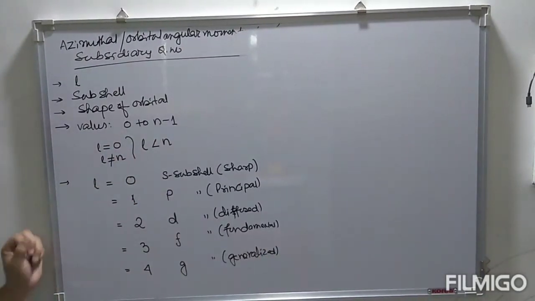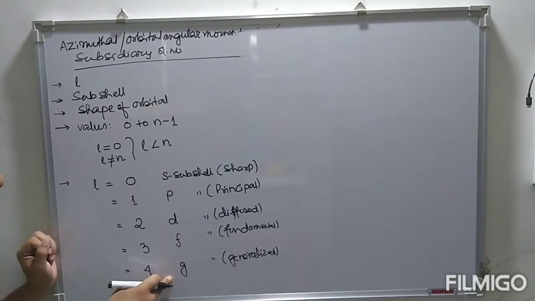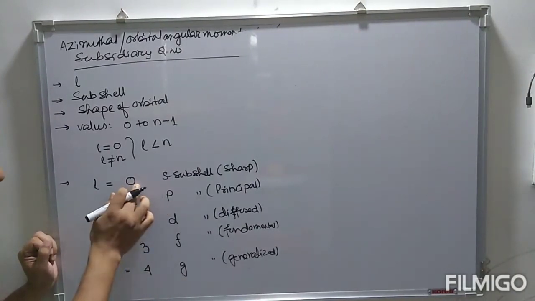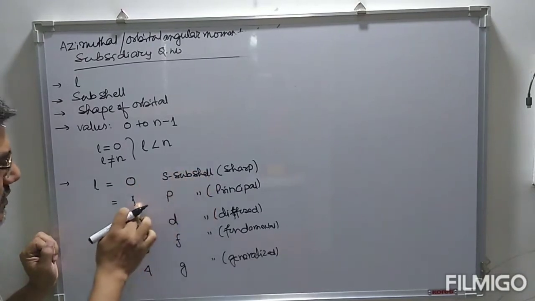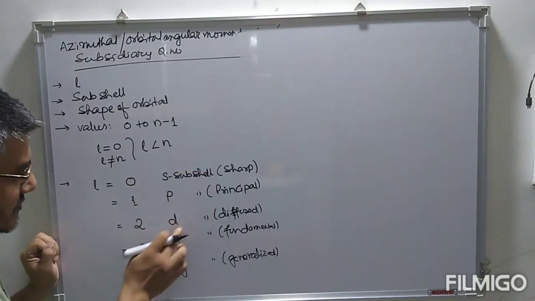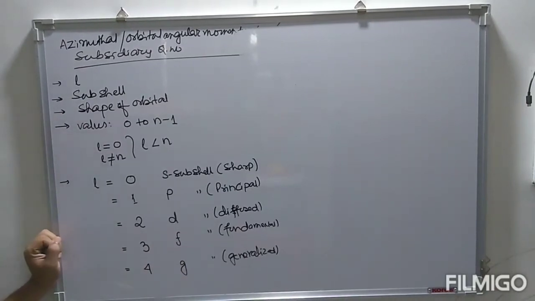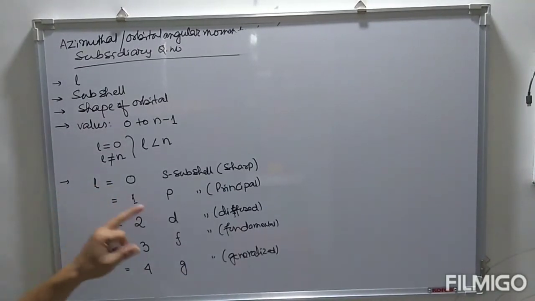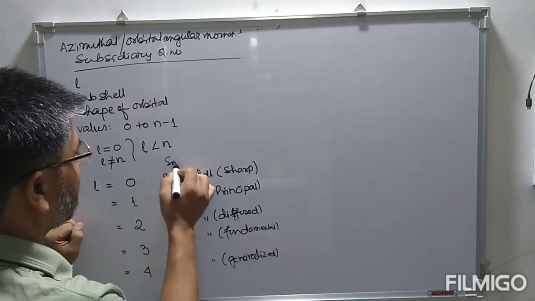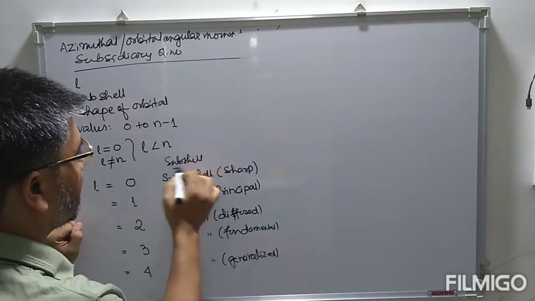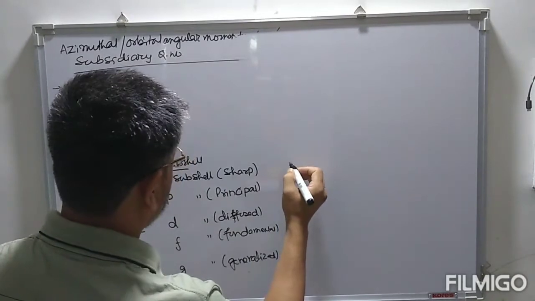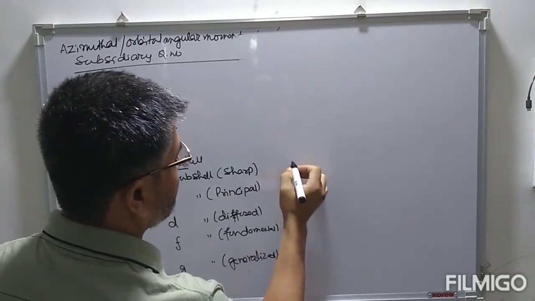So look at this. For the value of l, the subshell is fixed. l equals 0 is the s subshell, 1 the p subshell, 2 the d subshell, 3 the f subshell, 4 the g subshell. Now this is the name of the subshell. The s subshell is spherical.